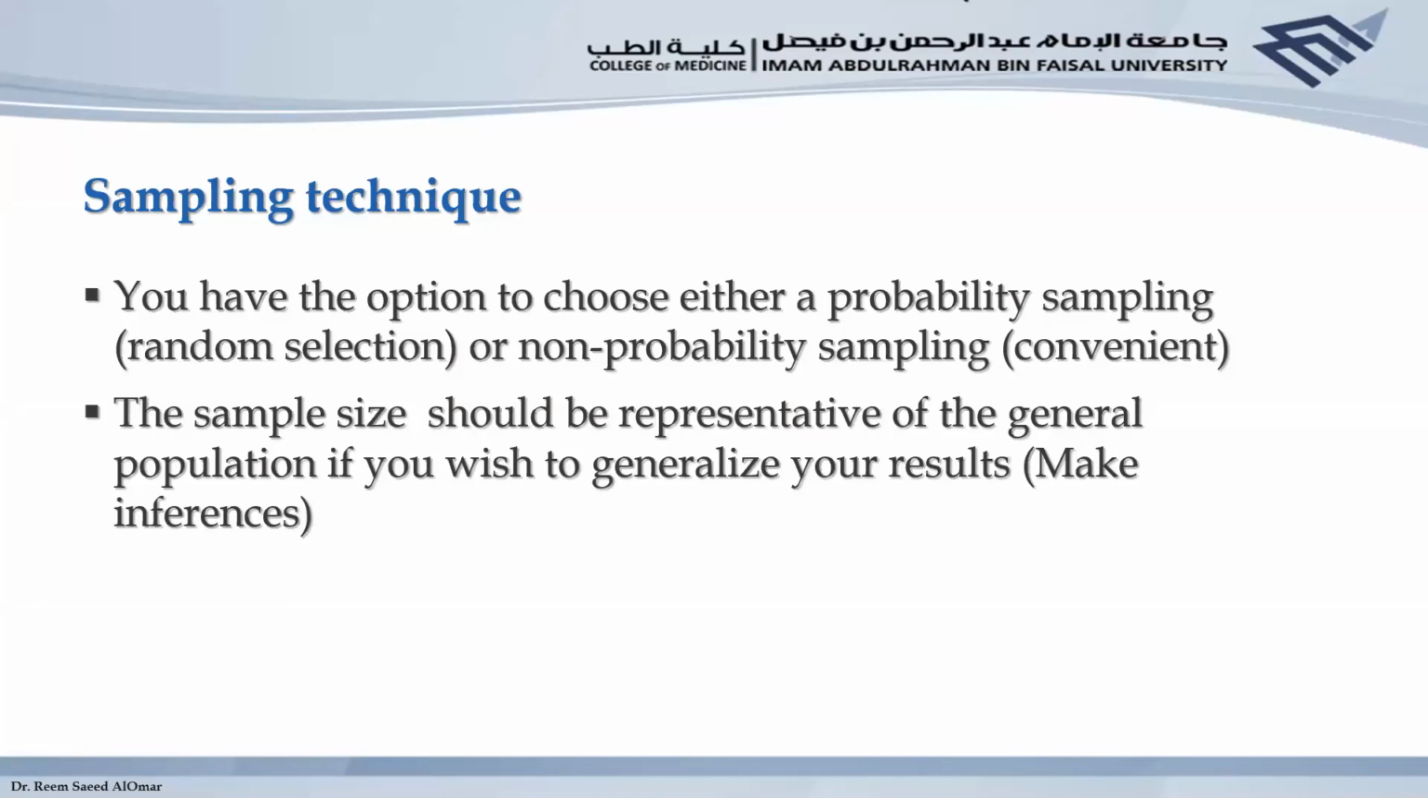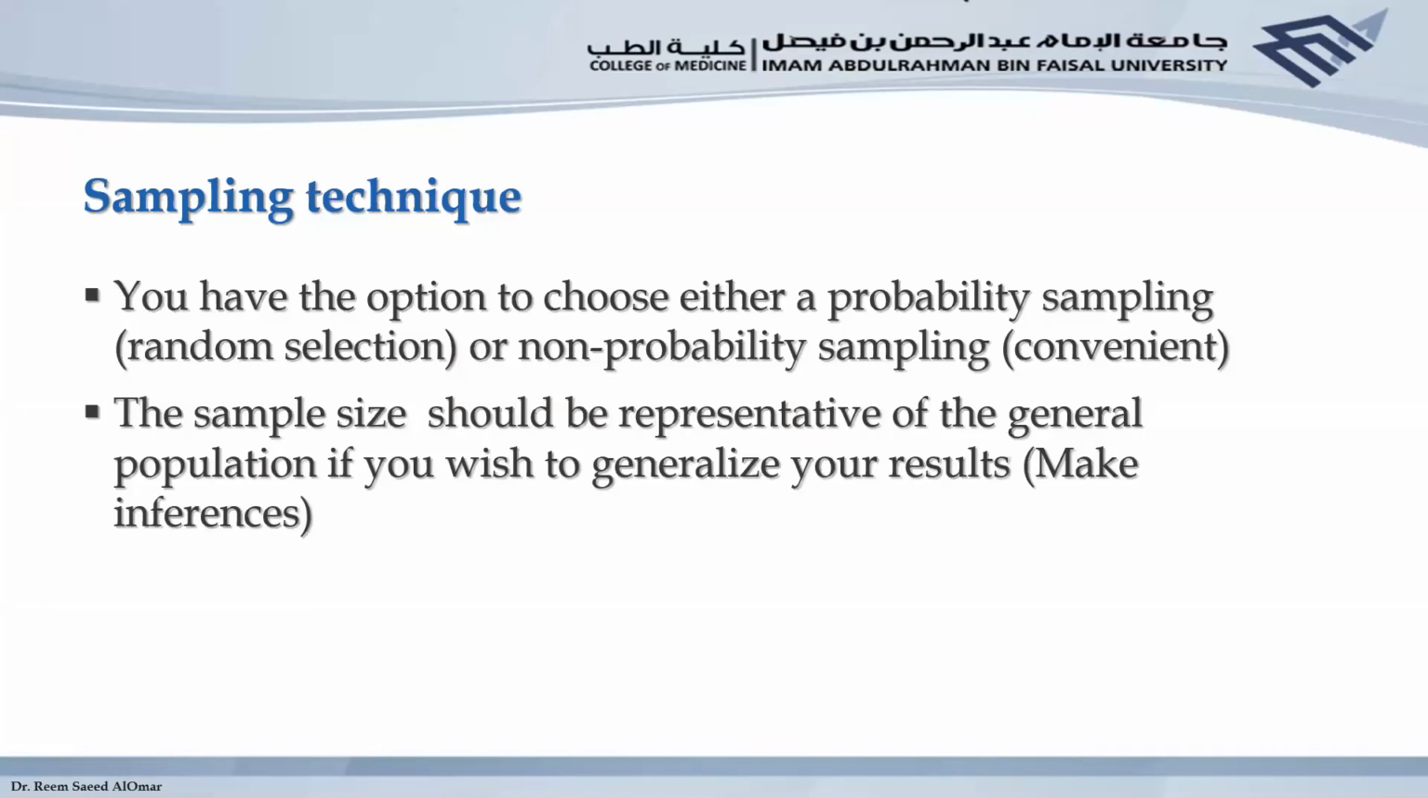The sample size should be representative of the general population if you wish to generalize your results. يعني أنت you would wish to make inferences from your sample للgeneral population. كيف أنت ممكن تعمل هذا الinference؟ إذا أنت متأكد إنه الsample تبعك is إيش؟ representative of the general population. كيف أنا أتأكد من هذا الشيء؟ by choosing a probability sampling technique اللي هو random selection.